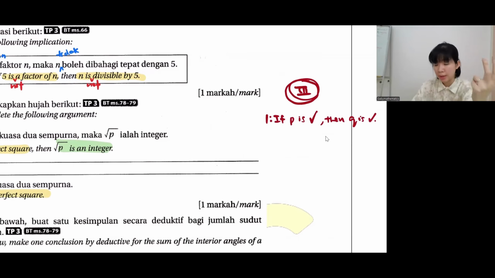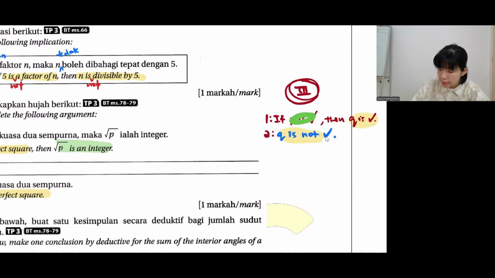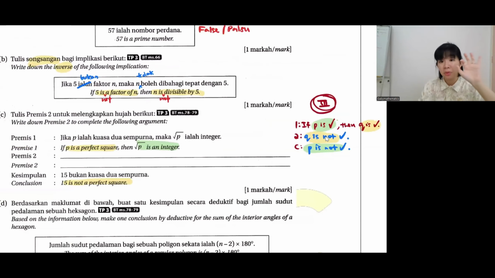This is premise 1. Premise 2, the second sentence, you must write the things at the back first. You must write this, but you have to change it to not. So they say Q is true, so we say Q is not true. Then the conclusion, kesimpulan, you must write the things in front. So we have to say P is not true. So this is type number 3.